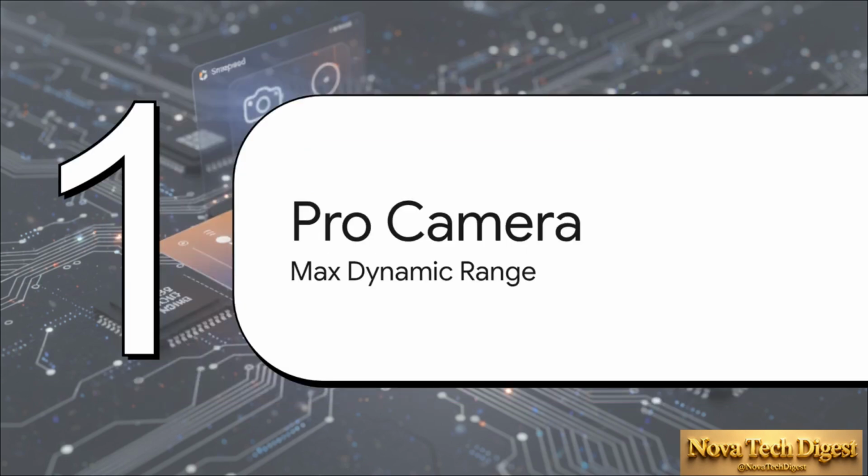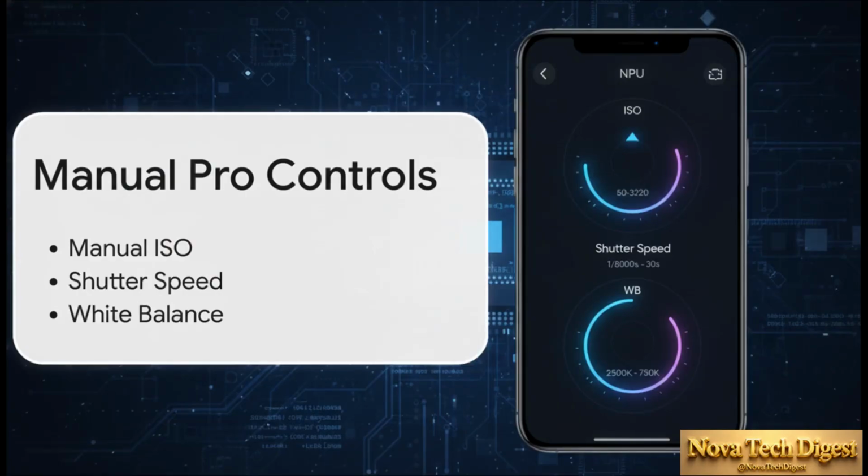Section 1. The Integrated Pro Camera and Capturing Maximum Dynamic Range. To really understand this shift, you have to look at the sheer level of control Google is now handing directly to you before you even snap the picture. We now have a built-in camera interface that's fully loaded with manual pro controls. You're getting manual ISO control to manage your light sensitivity, an adjustable shutter speed to freeze action or intentionally create motion blur, and precision white balance. These are features you'd normally expect on a high-end mirrorless camera, and now they're bringing professional-grade precision right to the exact moment you press the shutter.